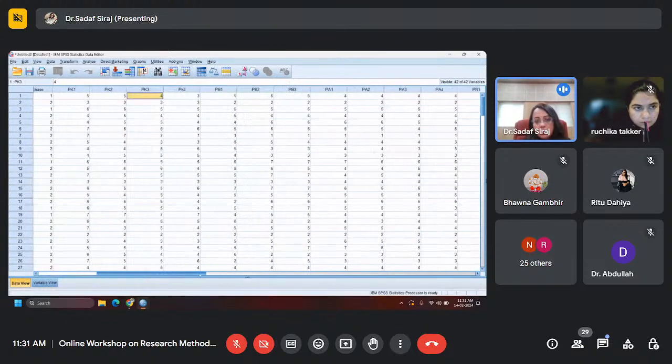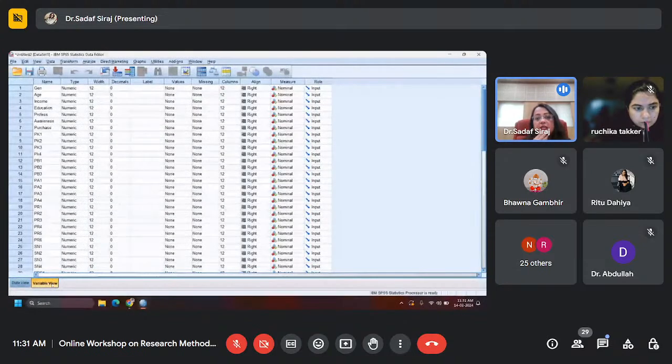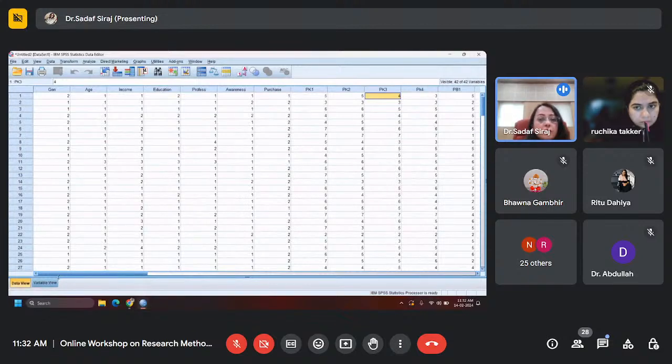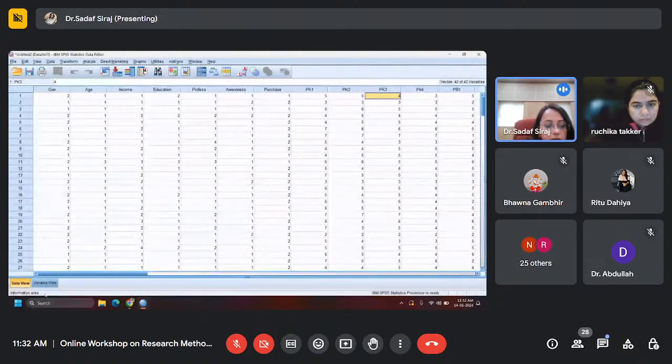Can you see that? This is the data view and this is the variable view that was automatically created because I imported the data from Excel. Were you able to do it along with me, or should I do it again? What I did was import the data from an Excel sheet. So automatically, instead of me putting all the data one by one from the questionnaires, the whole data got transferred from the spreadsheet onto SPSS. And it also created the variable view.